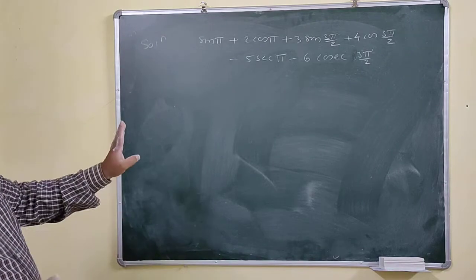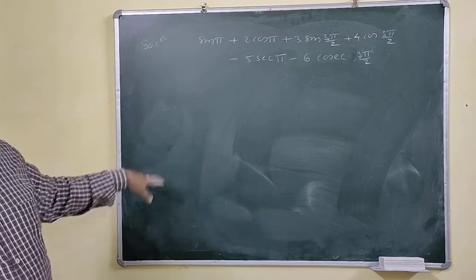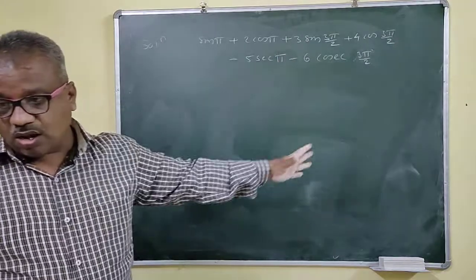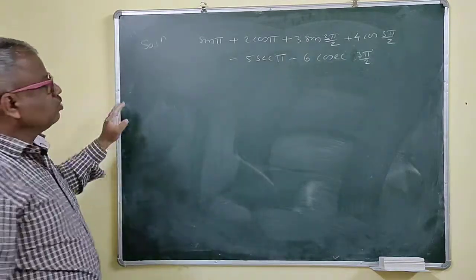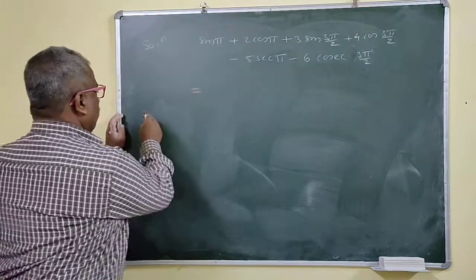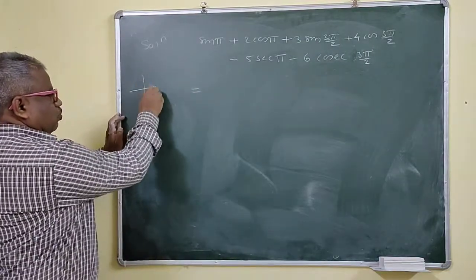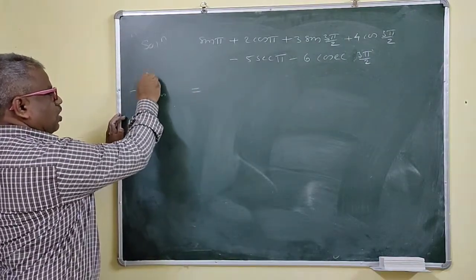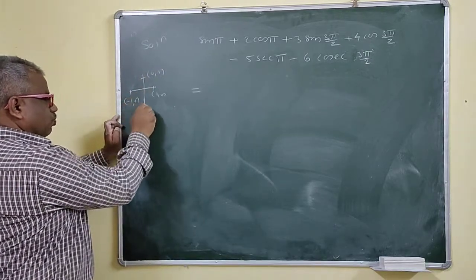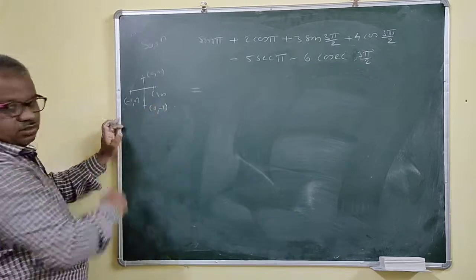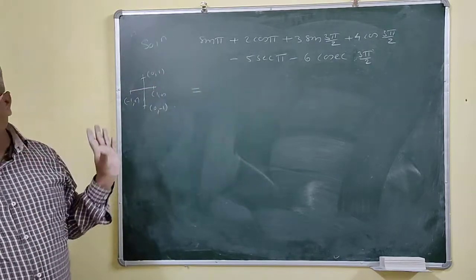Now see, all values are what? Pi, 3 pi by 2. These are quadrantal angles. All our angles are quadrantal angles, so no need to worry about that one. So let's write one by one. Now we go here now, right? So this point is what? 1, 0. This point is what? 0, 1. This point is what? Minus 1, 0. And this point is what? 0, minus 1. Right? With the help of this one, we will solve this problem.